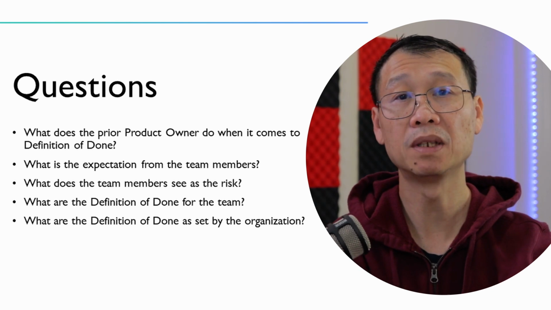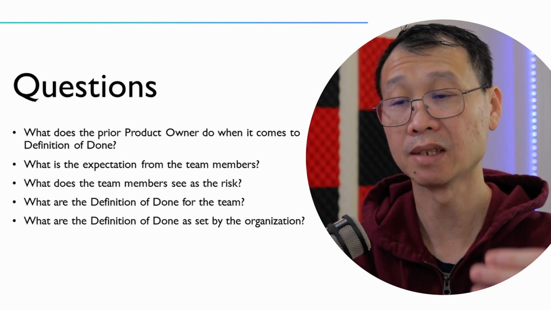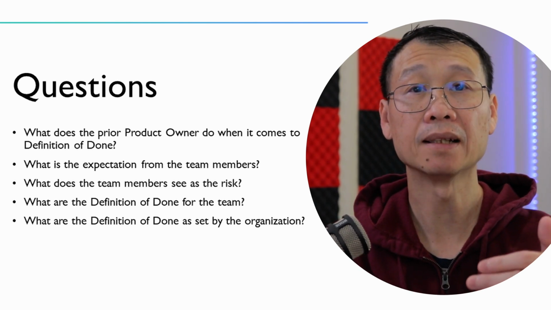So there seems to be a minimum set by the organization, and then the team probably added more to it. I think there is confusion on the role of the product owner when it comes to definition of done. So let's take a look at definition of done. What is it? Definition of done is basically, call it a checklist if you want, of things that you have to do in order to consider that the work is done.